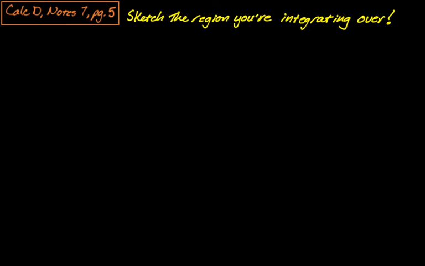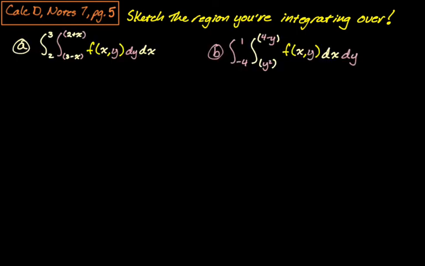And also, I had a lot of trouble graphing these by hand, so I'm just going to use GeoGebra to put in some pictures. But let's see what we're going to look at. So for a, we're going from 2 to 3, and then from 3 minus x to 2 plus x of f of xy, dy dx.